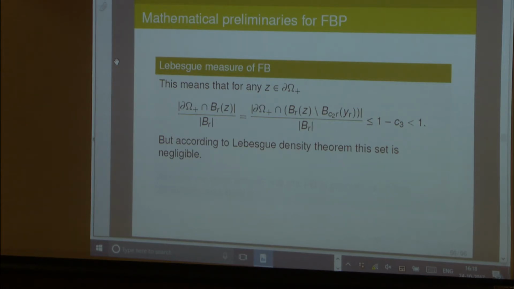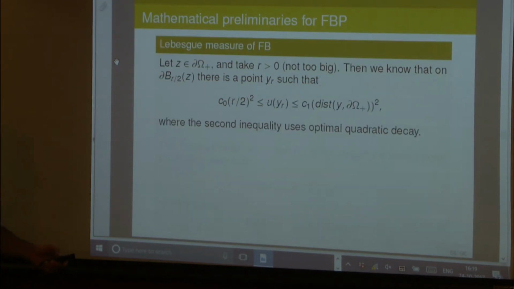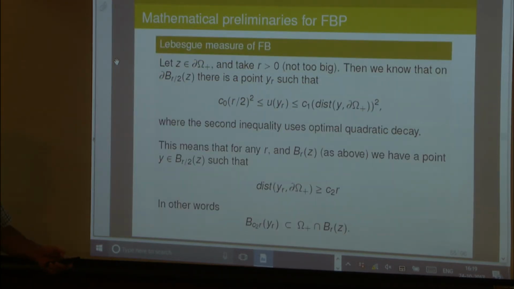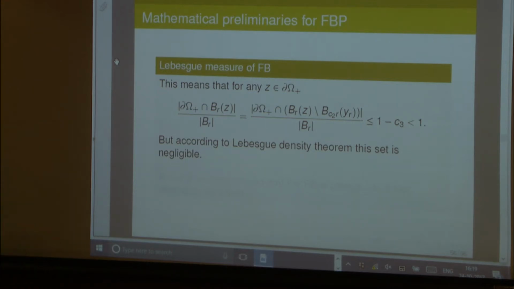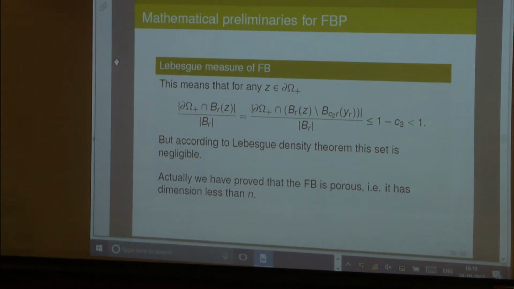So going back to the Lebesgue point here, it says almost all x0 should be 1. But now I'm saying, wow, it's not working. So the set has to have Dirac measure 0. It's actually called porous because this also gives you dimension, but let's not go into that, that's very important. It gives you porosity.